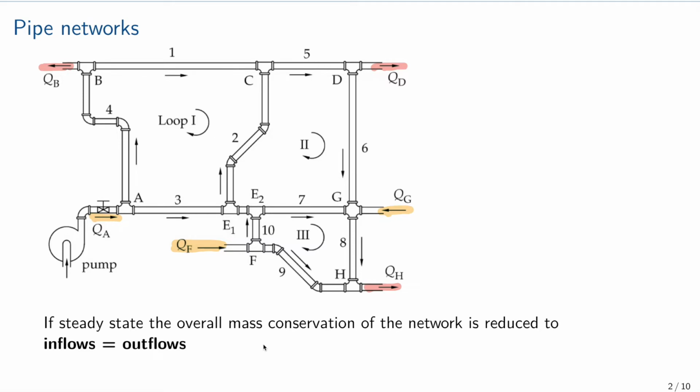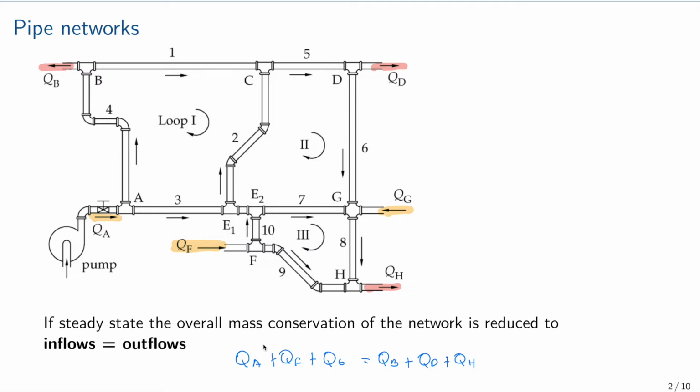So one important thing for a network is that in a steady state the conservation of mass is reduced to the inflows. The sum of the inflows is equal to the sum of the outflows. So we can write this in this particular case like QA plus QF plus QG. So these are the inflows equal to the outflows, which are QB, QD, and QH. Okay, now what else can we recognize in a network?